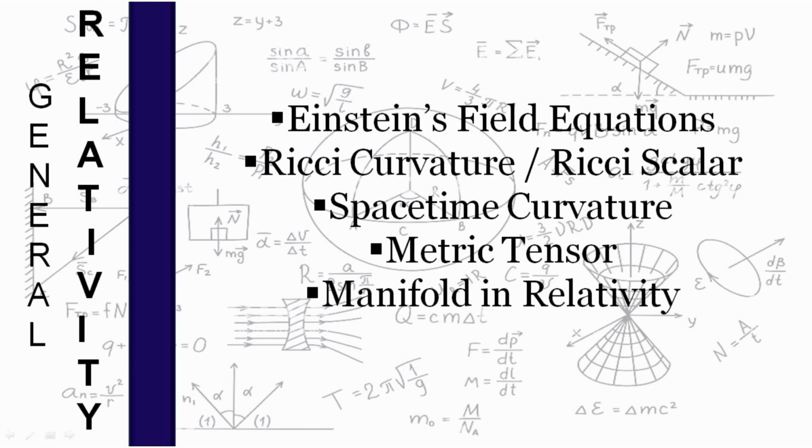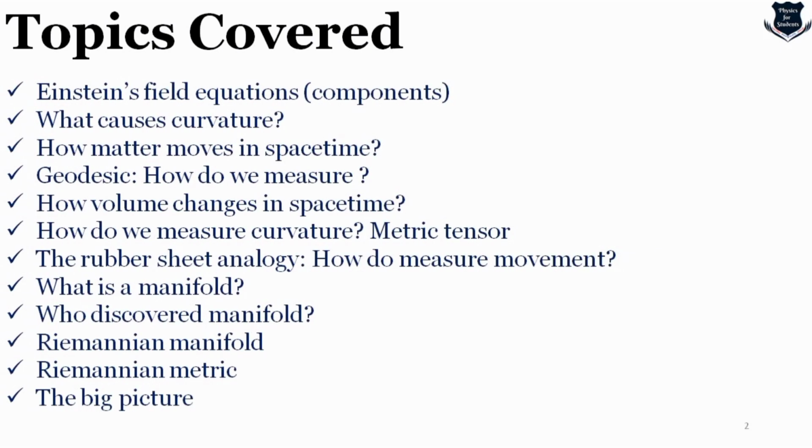Before we go ahead with this, I would like to tell you what topics we are covering. I have avoided the technical names, so I have just laid it down in this way. We are first going to learn what are the different components of Einstein's field equations. Then we learn what causes space-time curvature, how matter actually moves in space-time, and how we measure the movement. We also want to learn how volume changes in space-time, which is an important aspect.